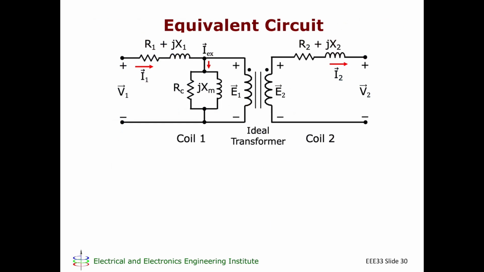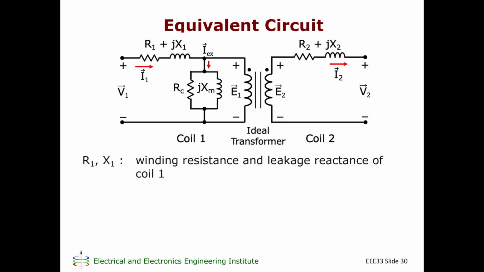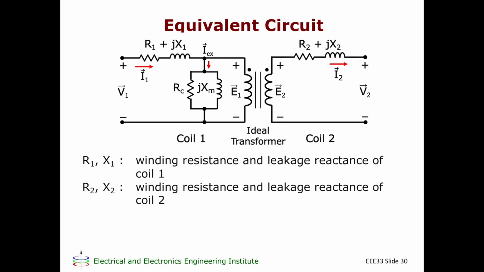This is the equivalent circuit of a practical transformer. R1 and X1 are the winding resistance and the leakage reactance of coil 1. So R1 represents the resistance of coil 1, X1 represents the component in coil 1 that takes into account the leakage flux. R2 and X2 are the corresponding values for coil 2. R2 is the winding resistance of coil 2 and X2 takes into account the leakage flux in coil 2.